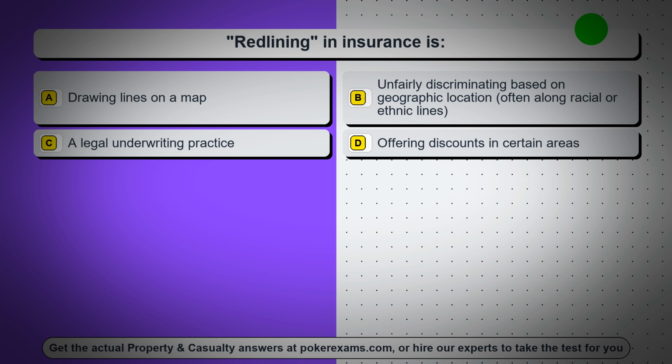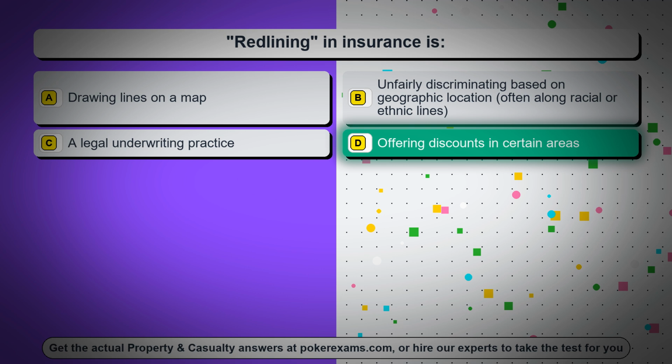Question 52. Redlining in insurance. Option A, drawing lines on a map. Option B, unfairly discriminating based on geographic location, often along racial or ethnic lines. Option C, illegal underwriting practice. Option D, offering discounts in certain areas.